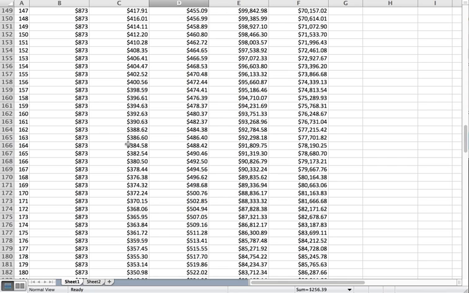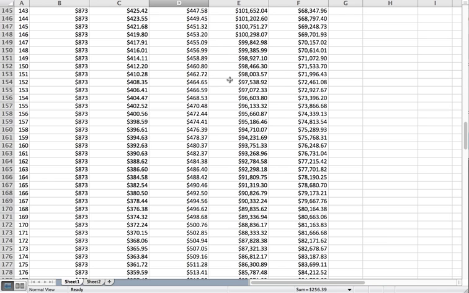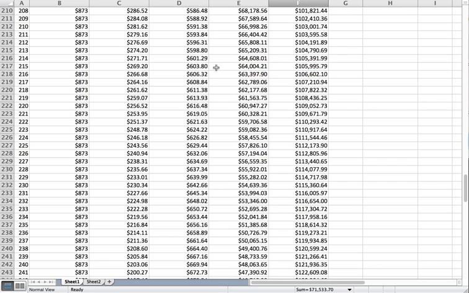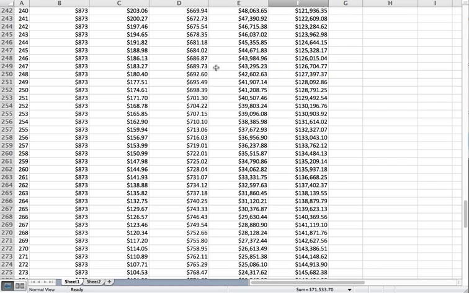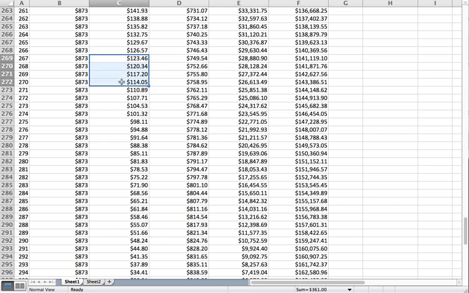Okay, 150 payments is our halfway point of the mortgage. You can see at the halfway point, we still owe the bank more than we own. But what happens is, as you scroll down, this column is your interest. Look at what's happening near the end of the mortgage.